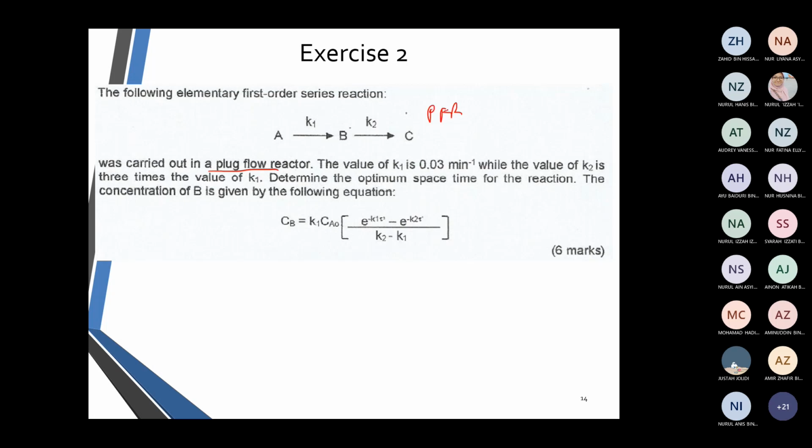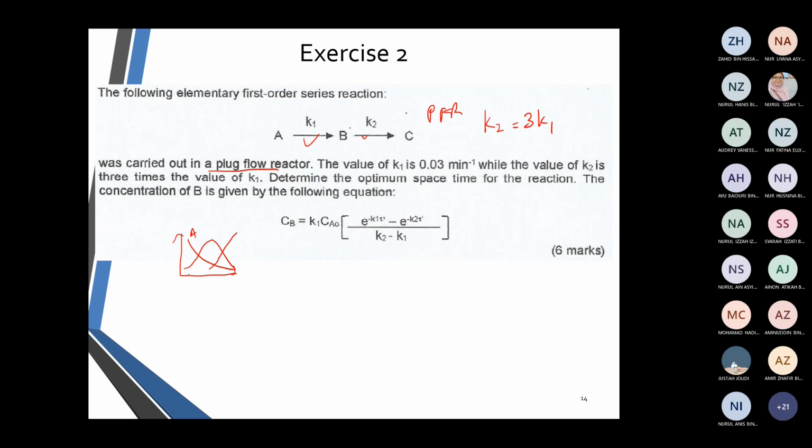Okay, just now adalah untuk batch, ni adalah PFR. So given the value of K1, alright, and also the K2. Okay, tapi dia kata kat sini K2 adalah 3 times of K1. Means that K2 is equal to 3K1. Okay, so determine the optimal space-time for the reaction, the concentration of B given by the following equation. Okay, so daripada sini, of course kita nak tahu value of when A dia akan turun sini, and then we have a B here, alright, daripada situ C akan naik sini.